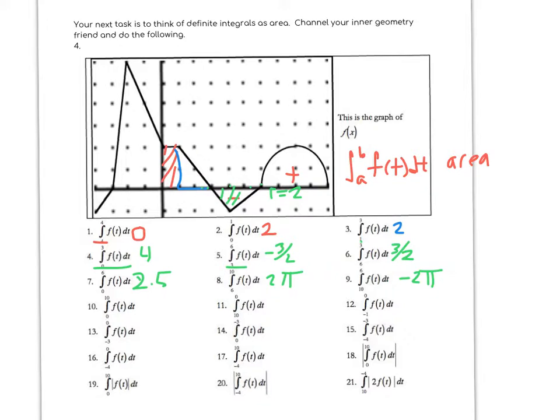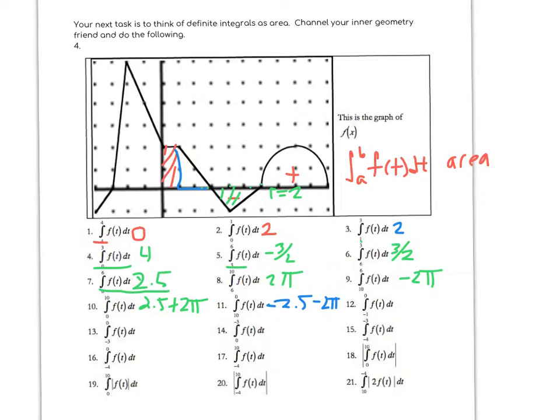0 to 10, we're going to add everything up. I'm going to start with 0 to 6, which is 2.5, and I'm going to add 6 to 10, which is 2 pi. So 2.5 plus 2 pi. For number 11, we're flipping the bounds again. That's going to be minus 2.5 minus 2 pi.